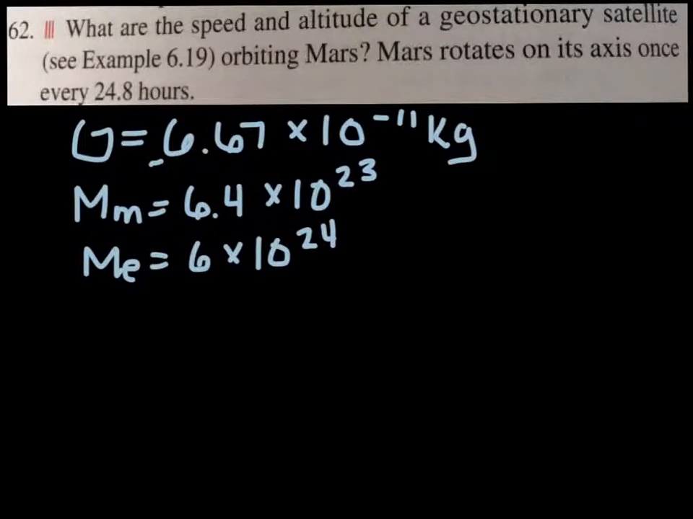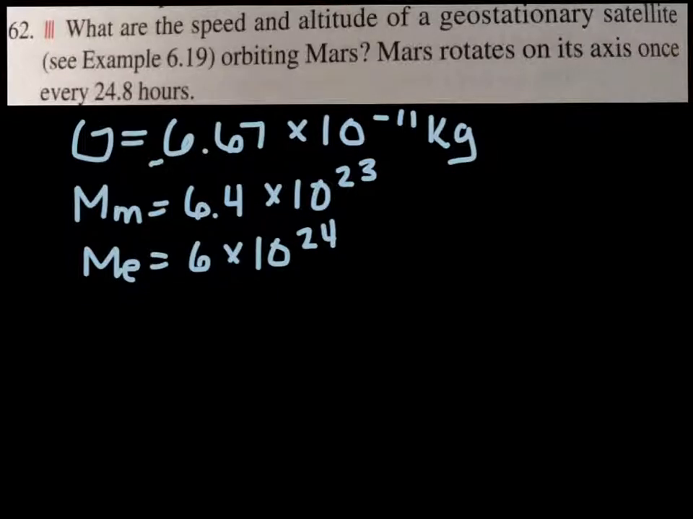The problem that we are explaining is problem 62. The question is, what are the speed and altitude of a geostationary satellite orbiting Mars? Mars rotates on its axis once every 24.8 hours.